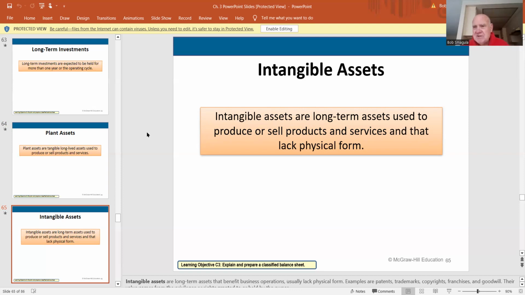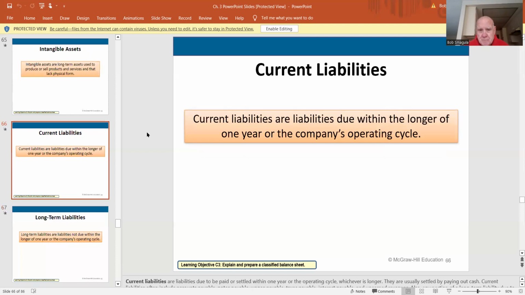What we're talking about here is a patent. You have an invention. You invent a new machine. You get the patent from the government. That is an intangible asset. You can't see the patent. You write a book. You get it published and copyrighted. You now have the rights to that book. That's a copyright. You open up a McDonald's franchise and you put up the McDonald's logo there. That would be another intangible asset. That'd be a trademark, okay? We'll get into intangible assets in a future chapter.